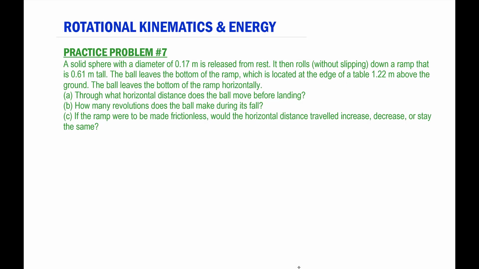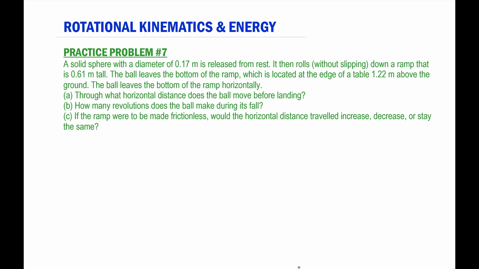So another problem: a solid sphere with a diameter of 0.17 meters is released from rest. It then rolls, without slipping, down a ramp that is 0.61 meters tall. The ball leaves the bottom of the ramp, which is located at the edge of a table 1.22 meters above the ground. The ball leaves the bottom of the ramp horizontally.